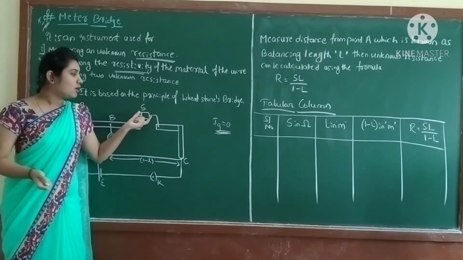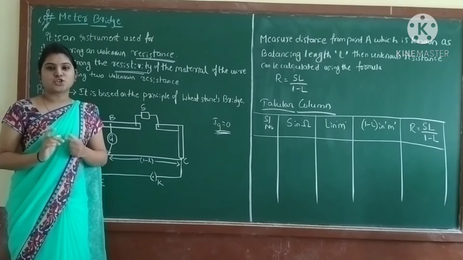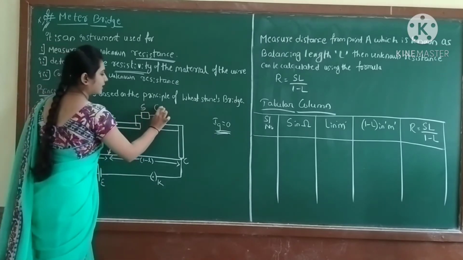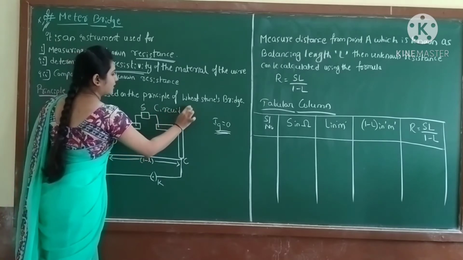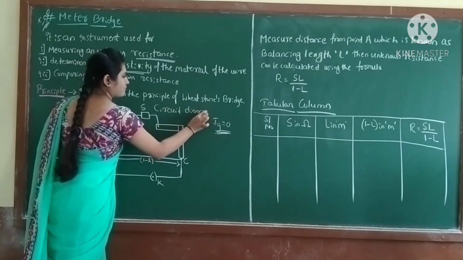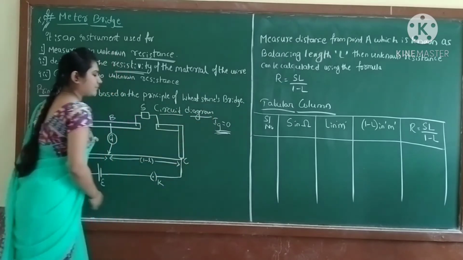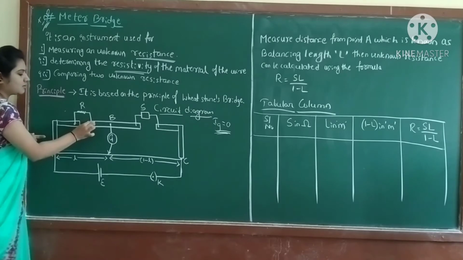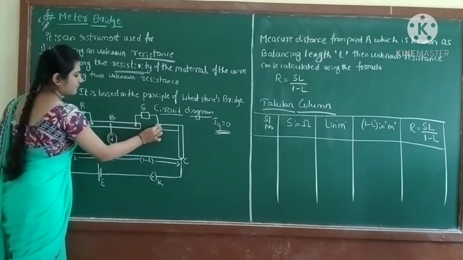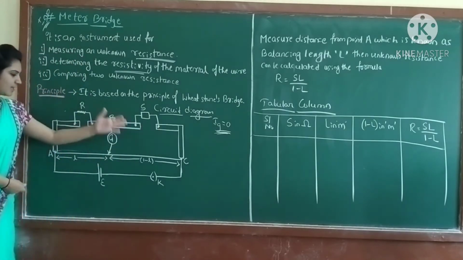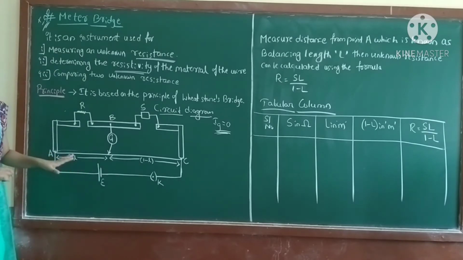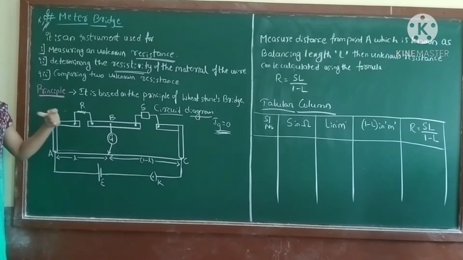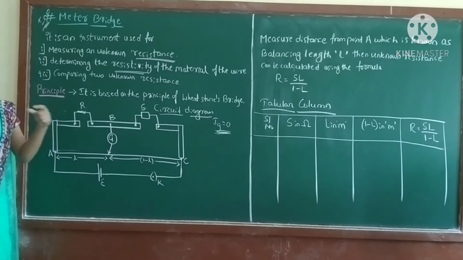So now we will see the construction, or the circuit diagram, of this meter bridge. Take it as a circuit diagram. Yes, this is the circuit diagram of the meter bridge. So what is it? See, this box at the bottom is one wooden box.